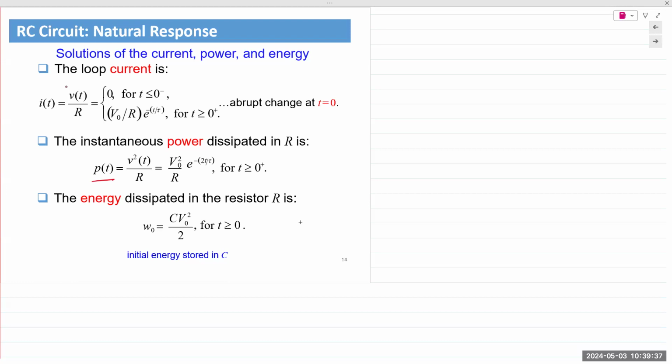And the total energy dissipated in the resistor has to equal the total energy that was stored in the capacitor, half CV squared. Eventually, all of that energy will be lost. Capacitor voltage will go to 0.